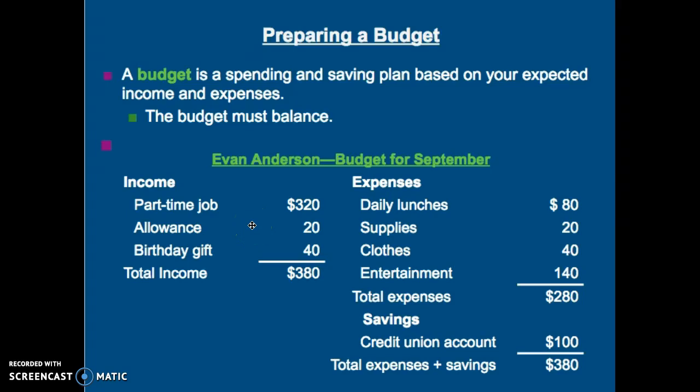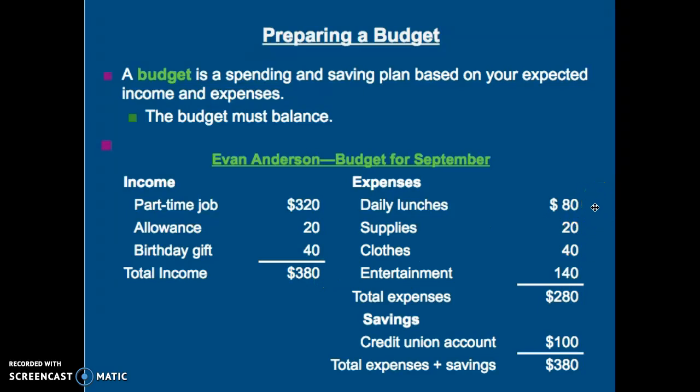So this is Evan Anderson's example for the month of September. He makes $320 this month at his part-time job, $20 in allowance, and apparently this is his birthday month, so he makes $40 for a birthday gift. So his total income is $380 for September.